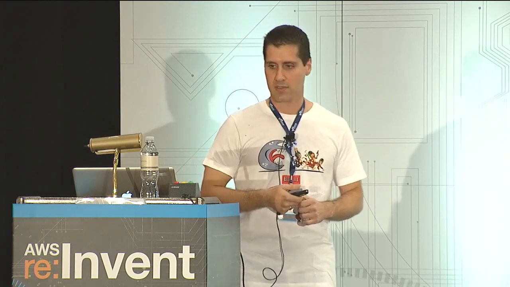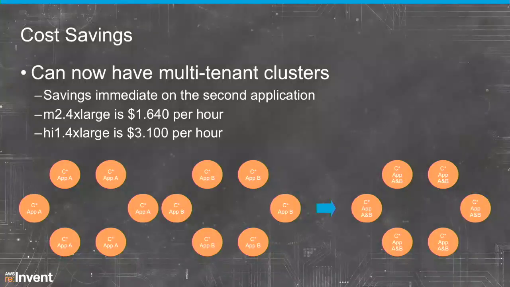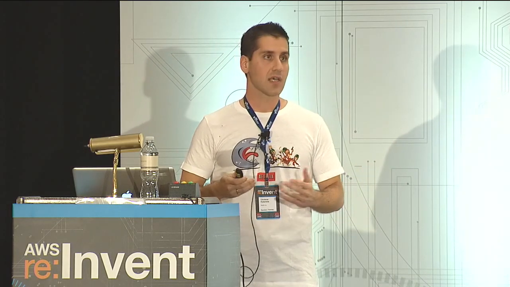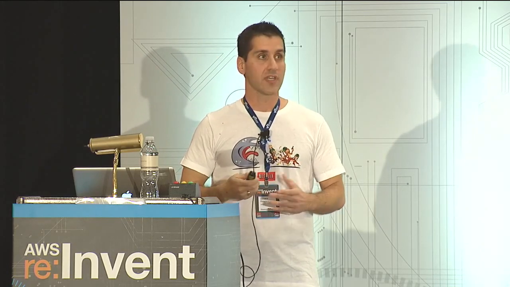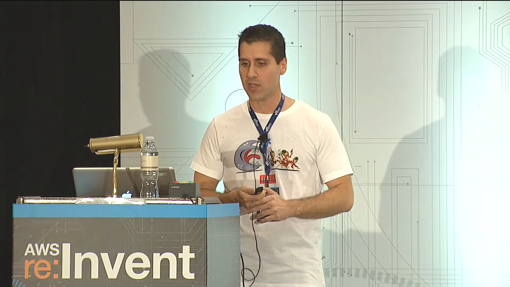Let's talk cost savings. Until the high ones came along, Netflix always used this model of one application per Cassandra cluster. And so we couldn't really do multi-tenants. The reason for that is if one tenant misbehaves, well, both tenants suffer at that point. So because the high ones offer all this room at the top end, we can now have multiple tenants on the same cluster. These are the list prices as of last week for M2 4s and high ones.